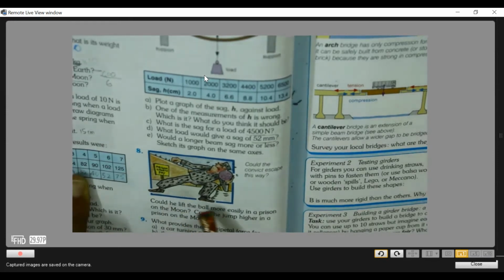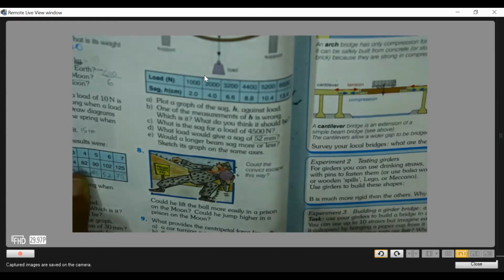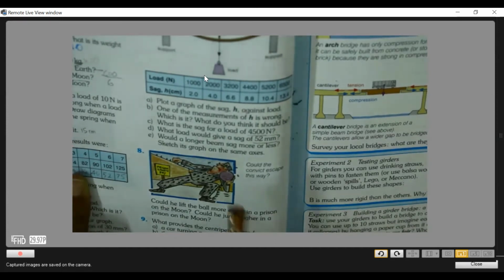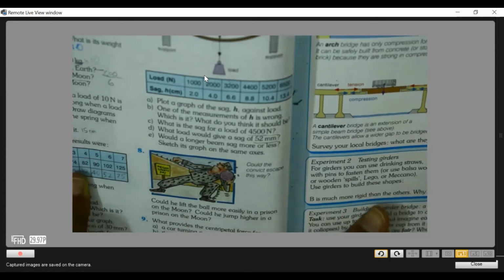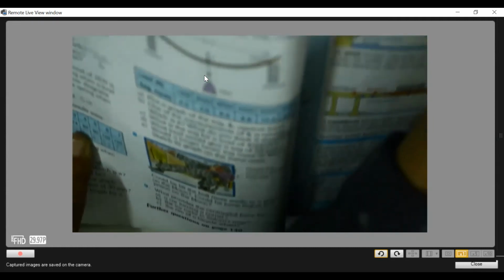Could he lift the ball more easily in a prison on the moon? Yes. Okay, why? Explain. Because there is less gravitational pull, so the weight will be less and so he can easily lift it. Very good. Okay, could he jump higher in a prison on the moon? Yes, ma'am. Again, due to? Because of gravitational pull. Yes, very good.